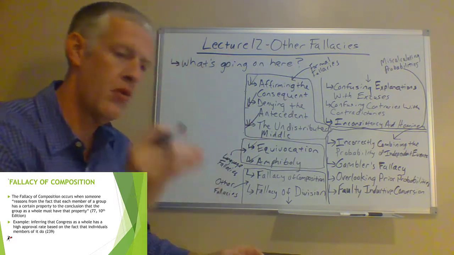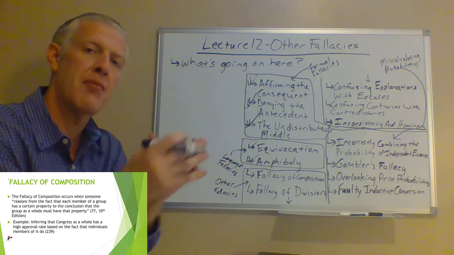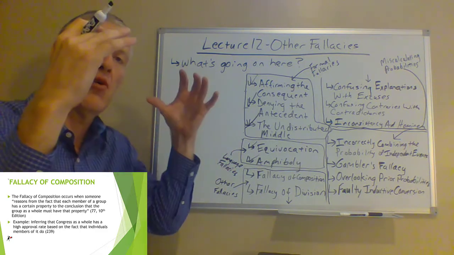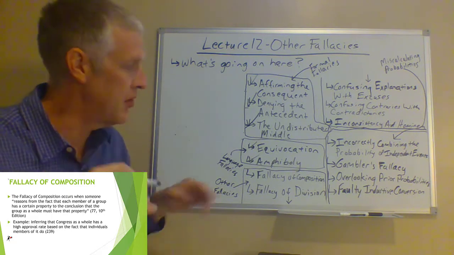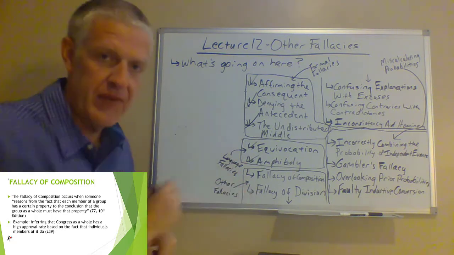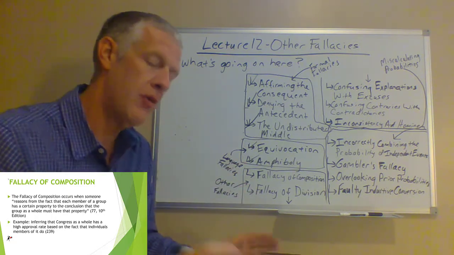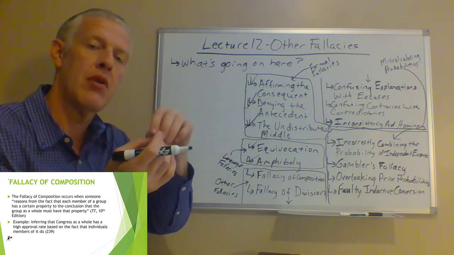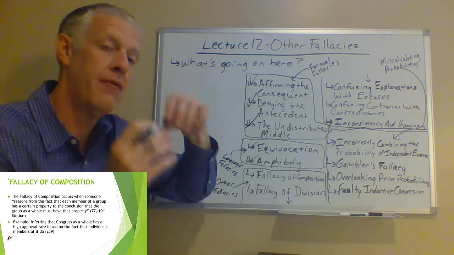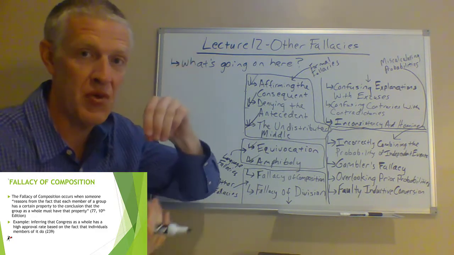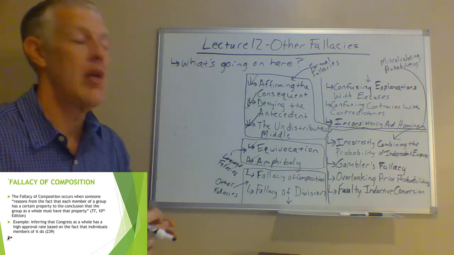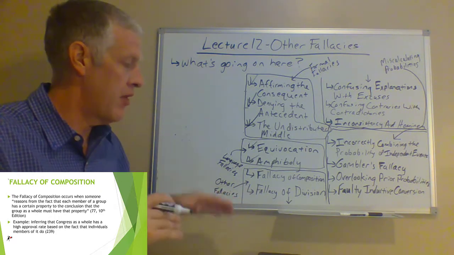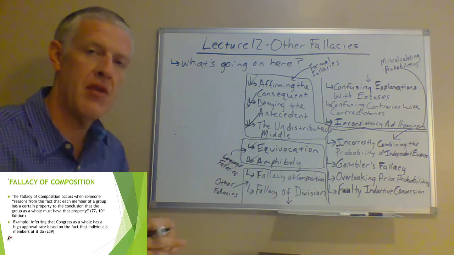So what's true of individual members comprising a group may or may not be true of the group as a whole. And as we'll see, it works the other way too. That's the fallacy of division. To infer that what's true of the individuals comprising a group is true of the group, or to infer that what's true of the group is true of the individuals comprising the group, those are both mistakes, and those are what we're turning to here. So really the only difference is what direction the mistake goes.